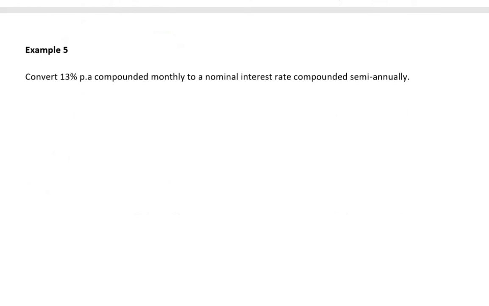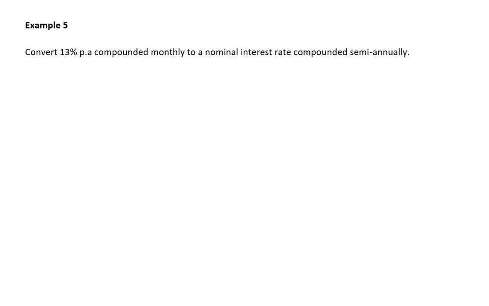So let's look at our last example. Example 5: convert 13% per annum compounded monthly to a nominal interest rate compounded semi-annually. So far we've been always converting from nominal to effective or effective to nominal. Now there's nothing wrong with converting nominal to nominal, and it's exactly the same method.